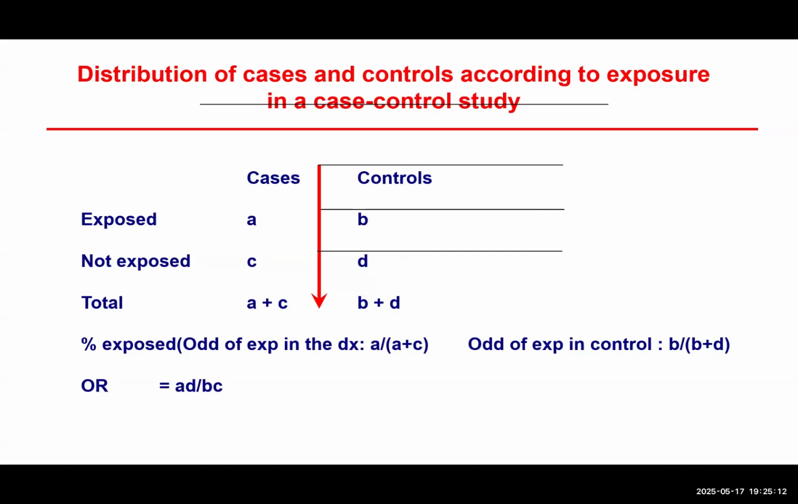Then if it is less than 1, it means that that factor actually is protective. So if your odds ratio is less than 1, usually you see this in things like immunization, it tells you that the intervention you're checking actually protects people from having that disease.